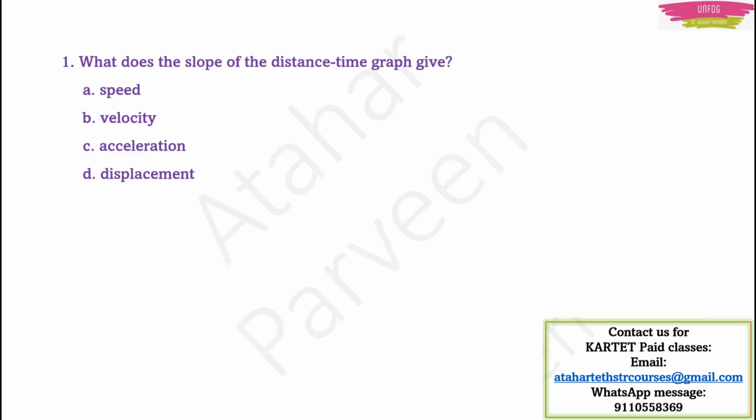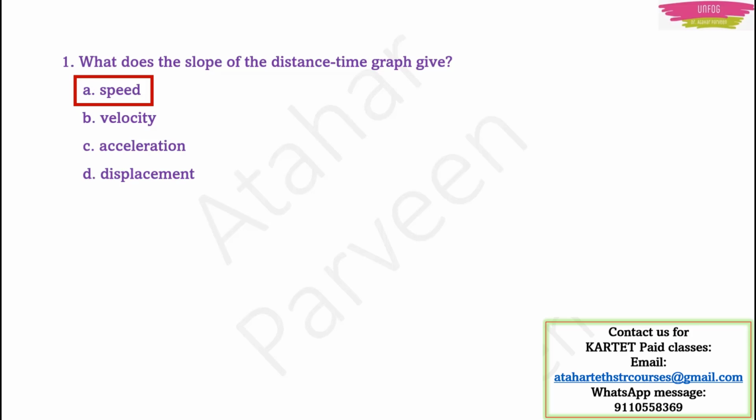First question is, what does the slope of the distance time graph give? In our previous class, we learned how to draw the distance time graph, right? What was the slope? If you recall, it was speed. Even if you don't recall the graph, you just need to know that speed is equal to distance upon time, right? So you can apply that formula. You will come to know that the distance time graph gives speed as the slope.